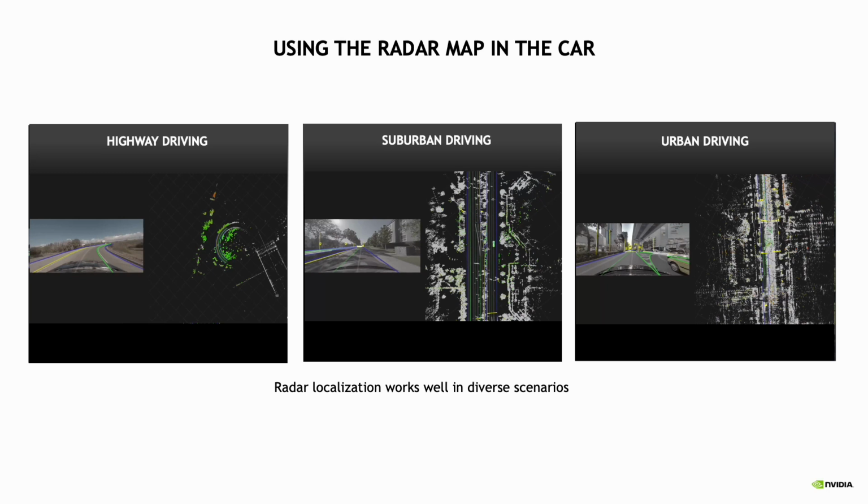Here we show a small set of radar maps in different diverse scenarios. The first one that you see is a highway exit scenario. Then you see a suburban driving scenario. And the last one is a downtown urban driving scenario. And you see high quality of maps and us localizing really well on the maps.